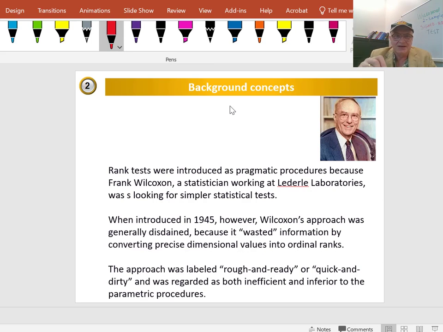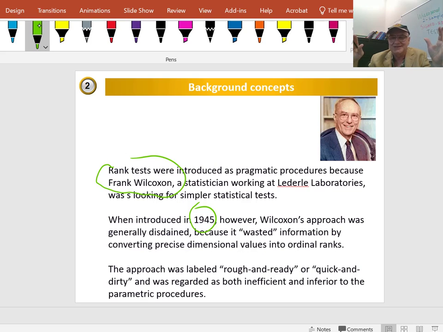Background concept. This test was discovered by Frank Wilcoxon in 1945. Frank was displeased with the state of statistics. He obviously didn't have computers, and he was forced to run tests again and again. So he was looking for a simpler test, and he created tests based on ranks. Instead of applying tests on the original observations, his idea was to replace the original observations with the ranks, and then to apply tests on the ranks.